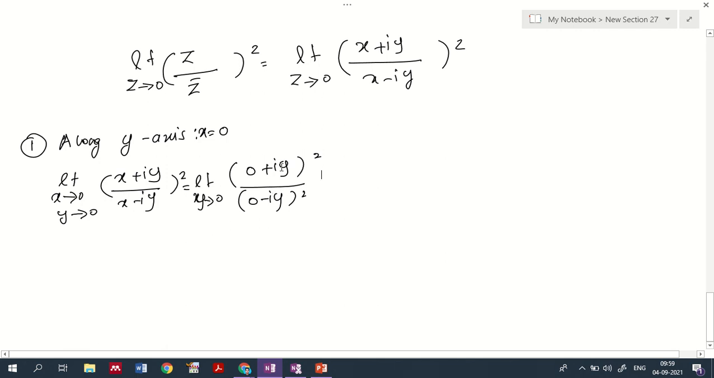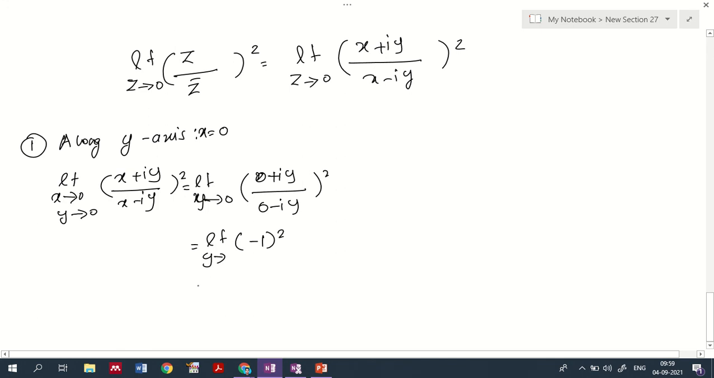So that is y tends to 0, that is (0 plus iy divided by 0 minus iy) the whole square, right? So I'll be getting limit y tends to 0 of (-1) square. Okay, so when you substitute that, what will you be getting as the value?